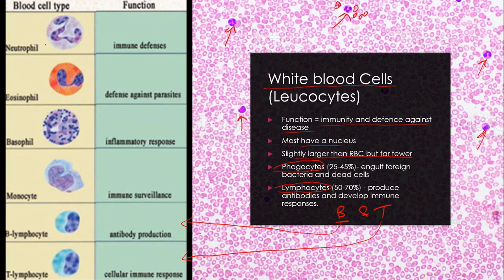And then over here we have some different types of white blood cells. We've got our neutrophils, which are basically what pus is made from, dead neutrophils. Some basophils in here, monocytes, which will eventually become phagocytes themselves.